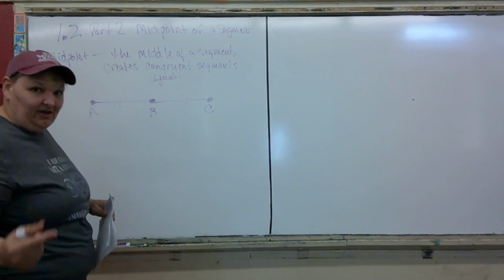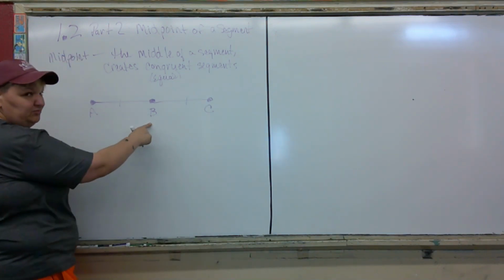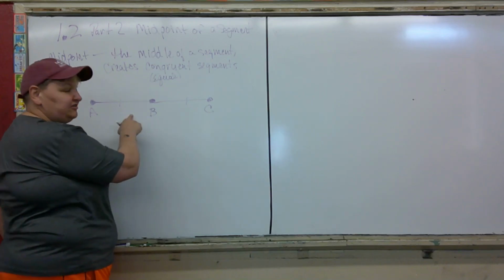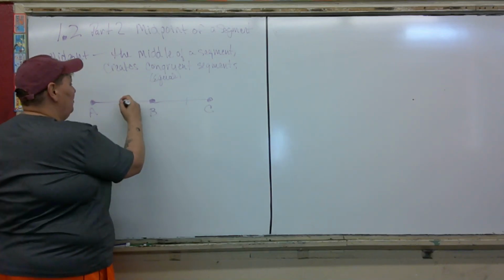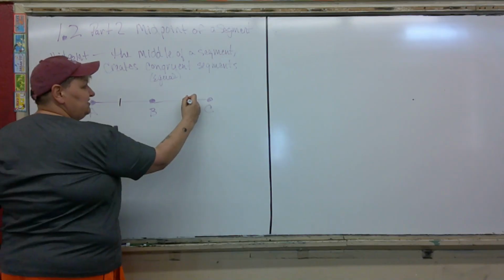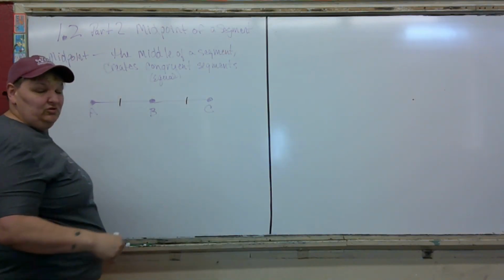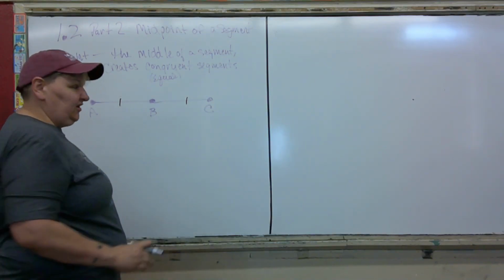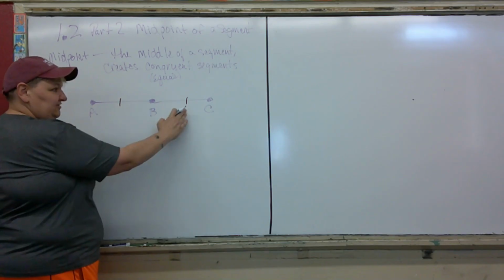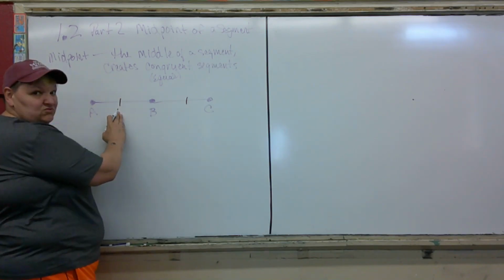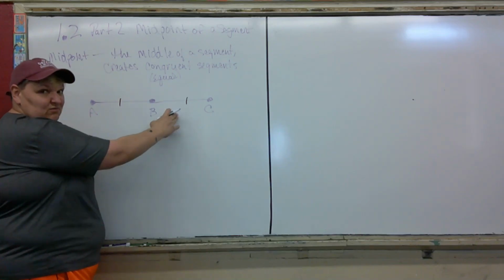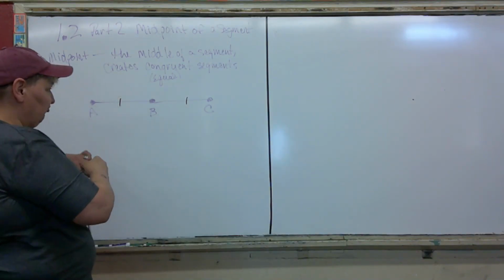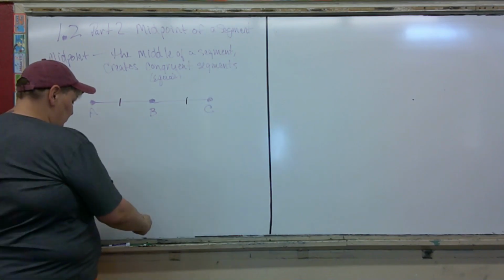They can either tell you that B is the midpoint, which tells you that the left side and the right side are equal, or it can have tick marks. These tick marks tell you that the left side and the right side are equal. It'll have a matching number of tick marks. So if this side has one tick mark and this side has one tick mark, then they are equal. They are congruent. Right? We can use that information.